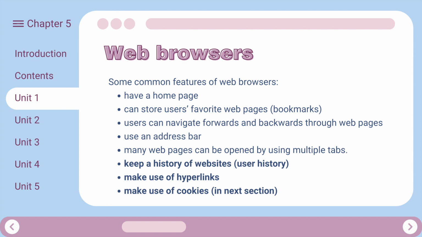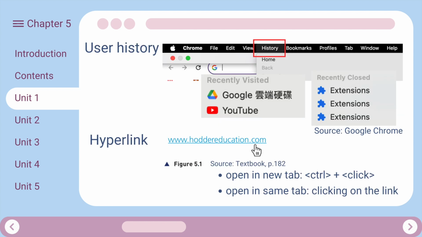Otherwise, they will keep a history of websites visited by the user, which is called user history. They also make use of hyperlinks and cookies, and cookies will be learned in the following units. Also, take Google Chrome for example. It keeps a history of websites. If we click on the history, we can see the recently visited pages and recently closed pages. That's the user history. And Chrome makes use of hyperlinks, which allows navigation between websites and web pages.